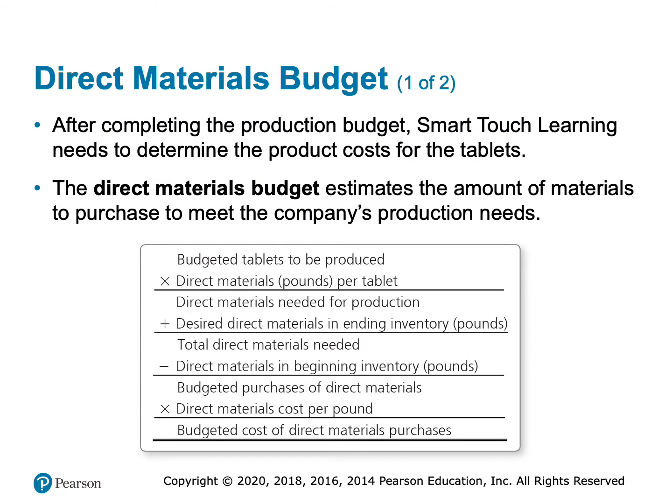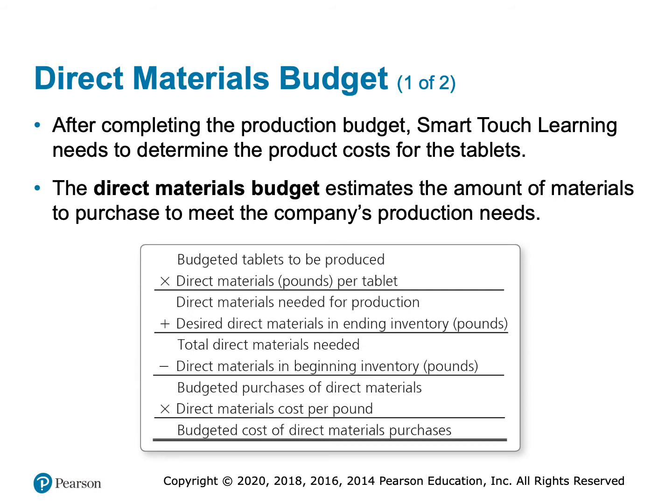So now that we know how many units we need to produce, we're going to need to go through and do the budgets for each of our 3 product costs. So we have a budget for direct materials, for direct labor, and also for overhead. So let's start with the direct materials budget first.